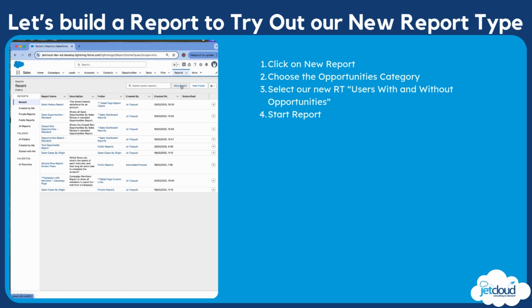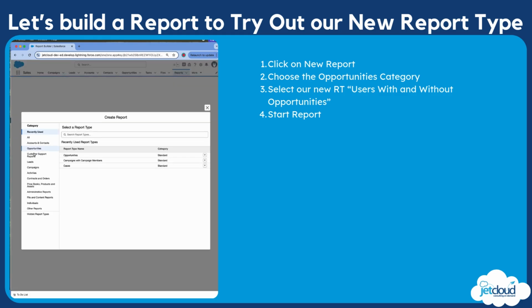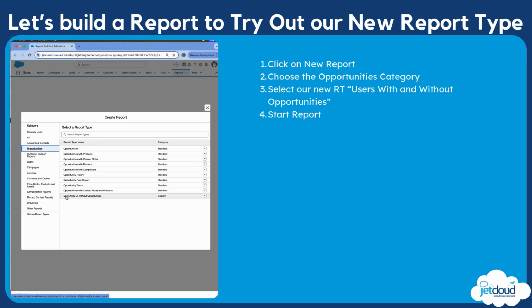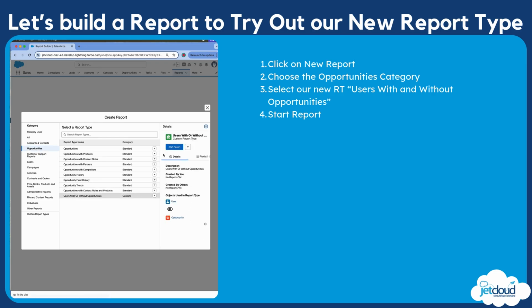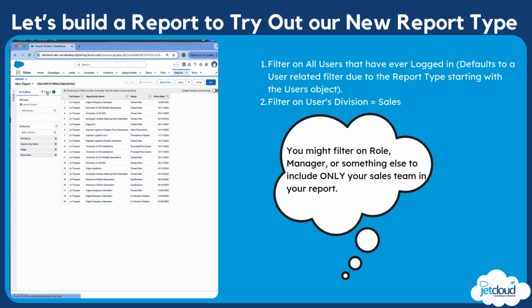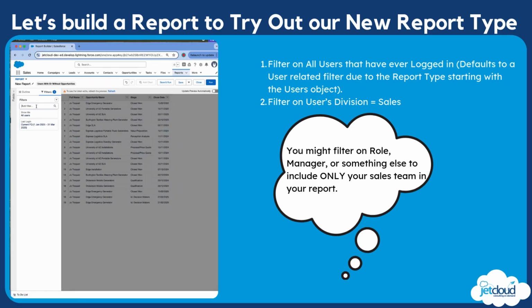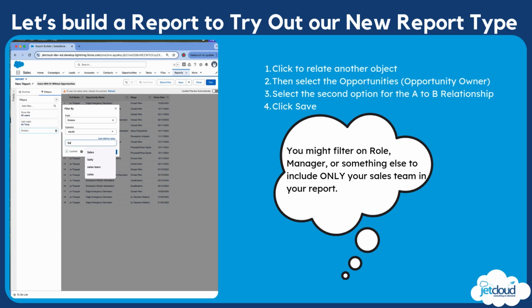Let's click on New Report and choose the Opportunities category. Our new report type, users with or without opportunities. Start report. I'm going to filter on all users that I've ever logged in, and I'm going to also filter on the user's division because I only want to include salespeople in my report. So I'm going to put in sales.